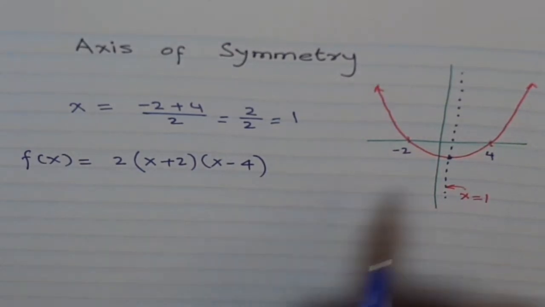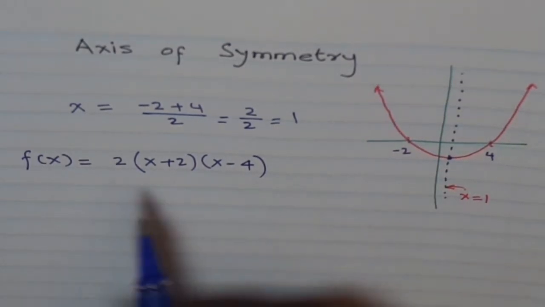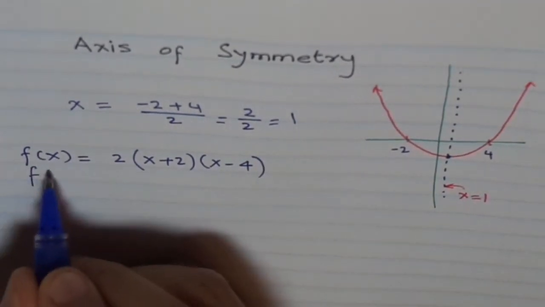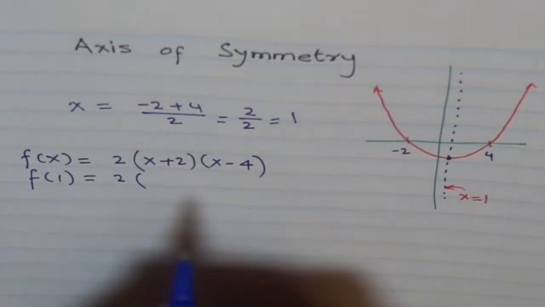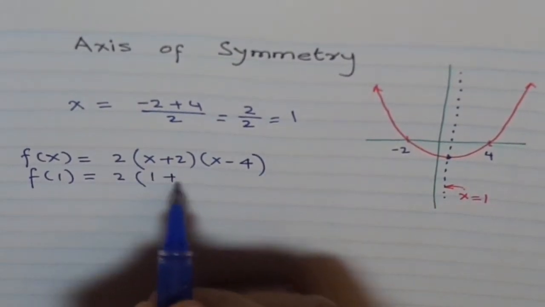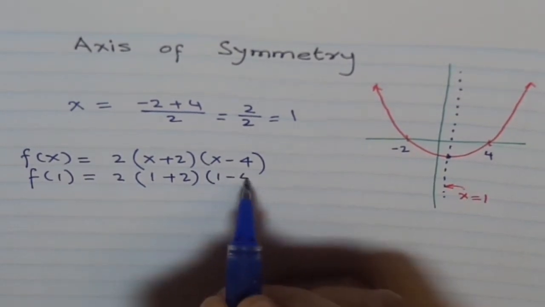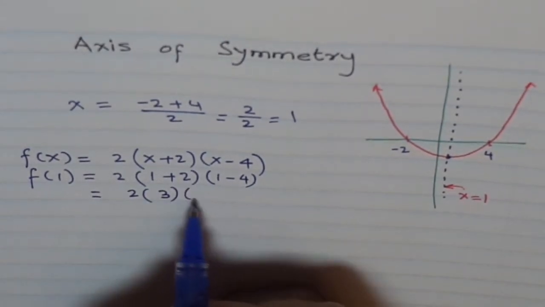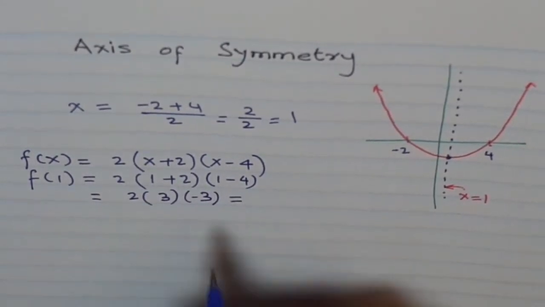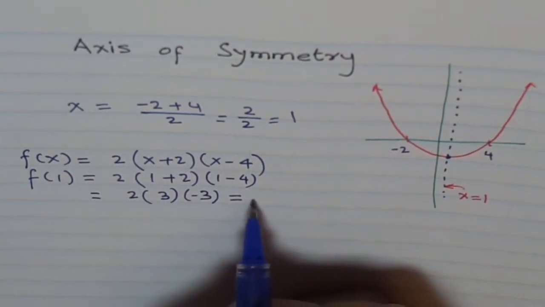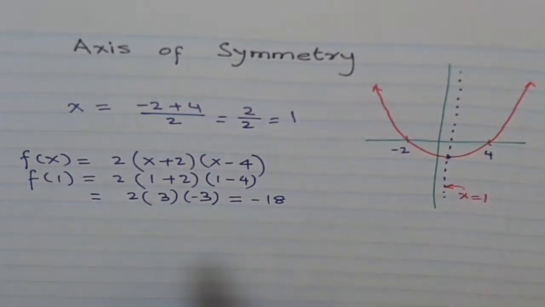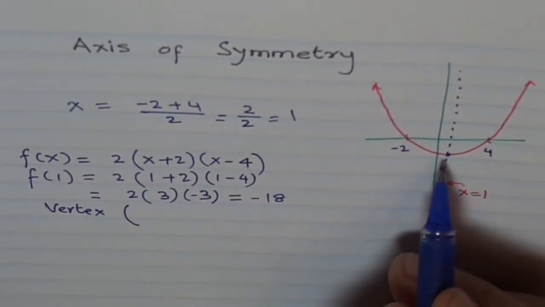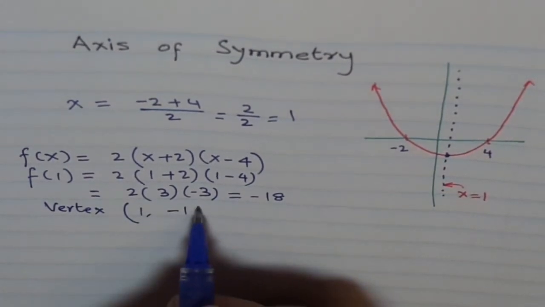Okay. Now, what is the value of the vertex for this given equation? We'll just plug in this value of x as 1 and say f(1) is equal to 2 times, so we'll replace all x with 1, (1 plus 2) times (1 minus 4). And we can calculate this as 2 times, 1 plus 2 is 3, and 1 minus 4 is -3. And this is equal to 6 times 3 is 18, so -18. So our vertex is at a point where the x value is 1 and the y value is -18.